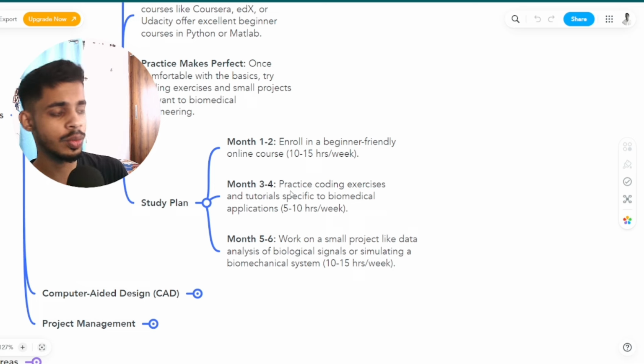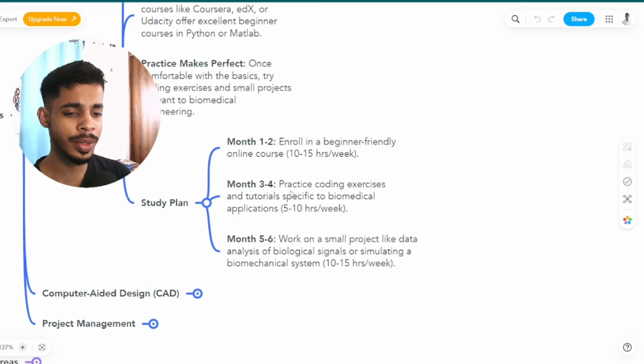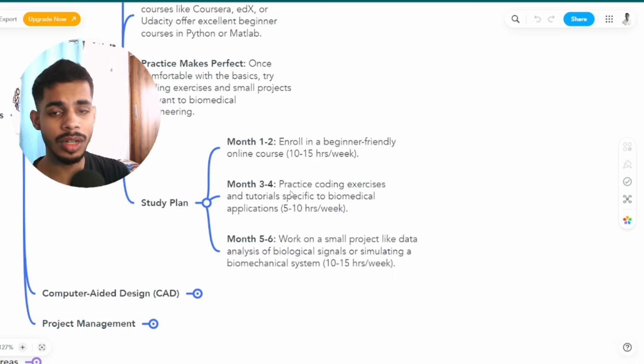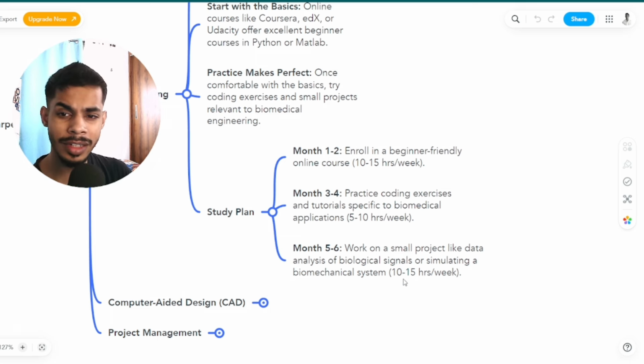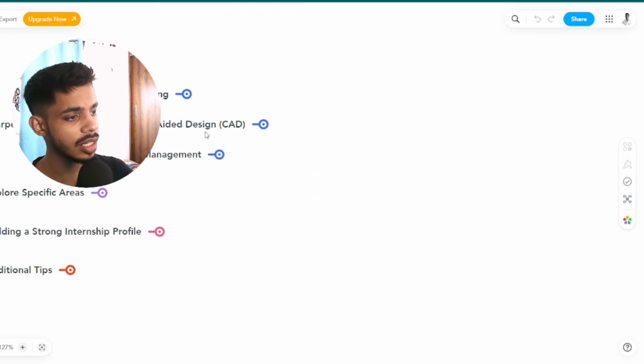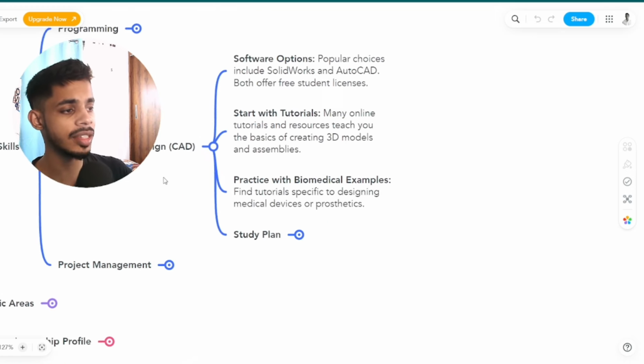So first 2 months, enroll on a course. Third and fourth month, you have to practice as many questions as you can, or solve as many biomedical problems as possible using the coding skills that you have acquired over the period of time. And then month 5 and month 6, you have to start building projects like data analysis of biological signals or simulating a biomechanical system. So these things you can do if you can brush up your coding skills and be skilled enough. Cool. So once programming is done, we will be getting into computer aided design, which is CAD.